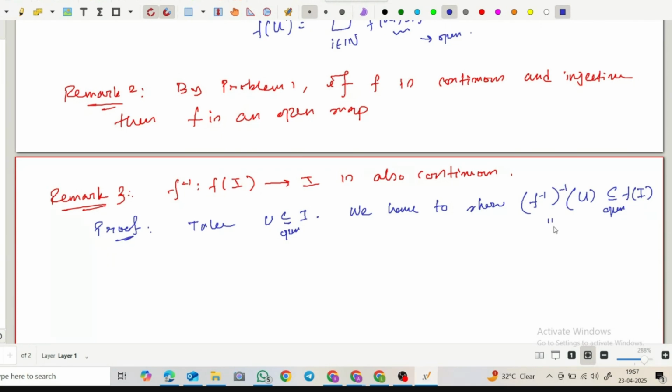But you see, what is this thing? F inverse of U is F(U), right? But that is true because F is an open map. Thus, F inverse is continuous. Okay.